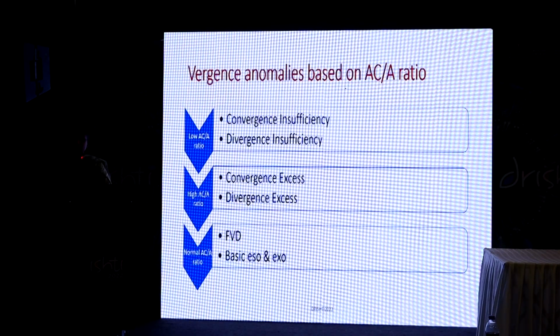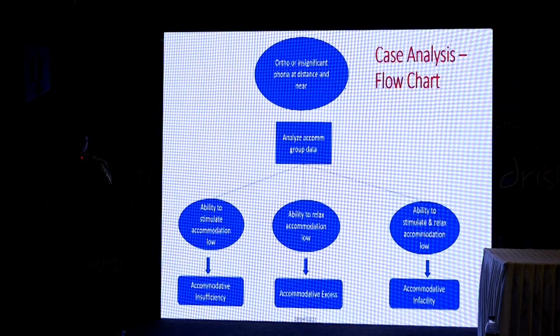If the vergence anomaly is based on the AC/A ratio, whenever there is a low AC/A ratio, it could be a case of convergence or divergence insufficiency. If it's a high AC/A ratio, it could be a case of convergence or divergence excess. If the AC/A ratio is normal, then it could be fusional vergence dysfunction or basic esophoria or basic exophoria.